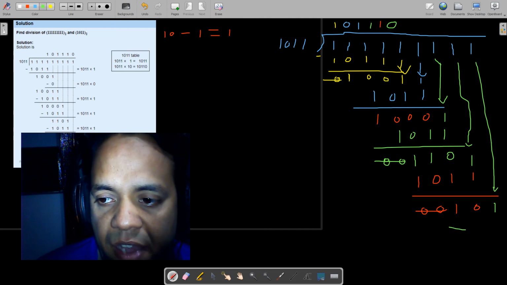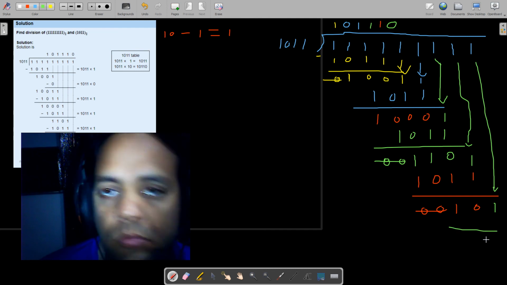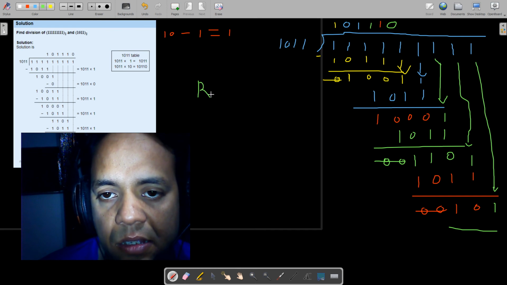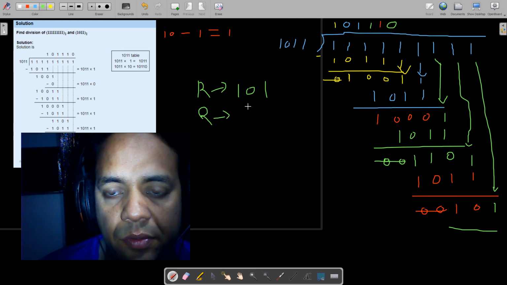No. So the final thing is 101 only. So the remainder is 101 written at the bottom, and the quotient is always on the top. It is here.